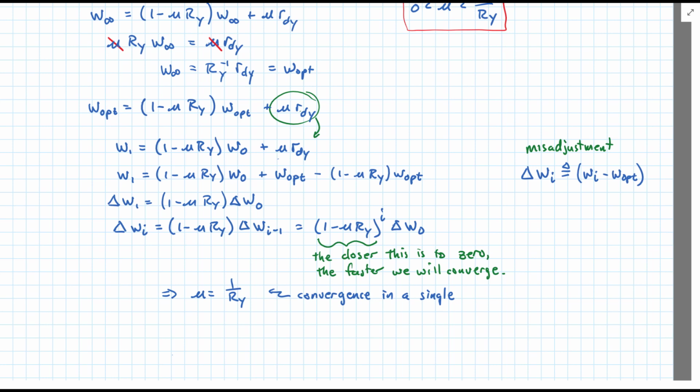Also note that if 1 minus mu Ry was a very small negative number, it's still going to converge just as fast as if it was the same very small number but positive. So either one is okay. It just needs to be close to 0.